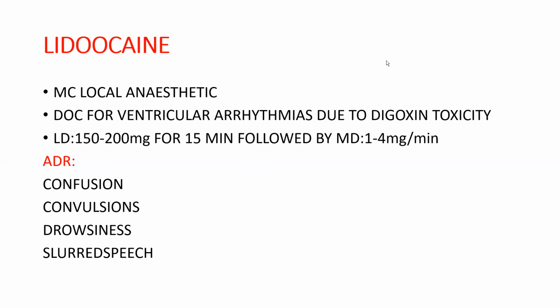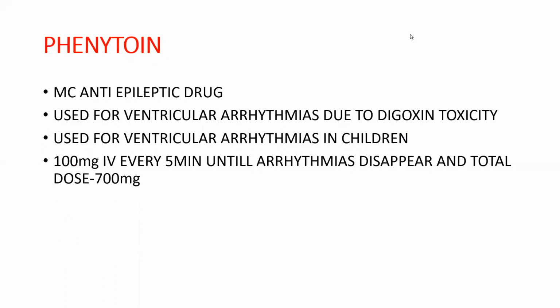So coming to phenytoin, it is the most common anti-epileptic drug. It is used for ventricular arrhythmias due to digoxin toxicity, the same as lignocaine. Use it for ventricular arrhythmias in children. This is a specific point here. And what is the dose here? 100 milligram IV every 5 minutes until the arrhythmias disappear, and total dose is 700 milligram. It should not exceed 700 milligram.